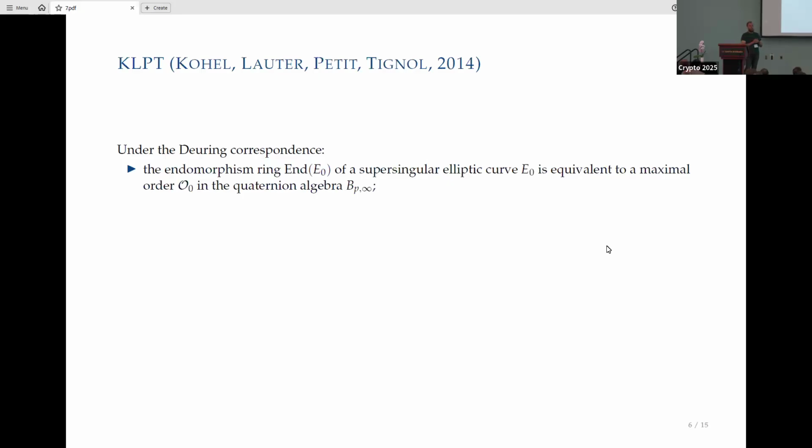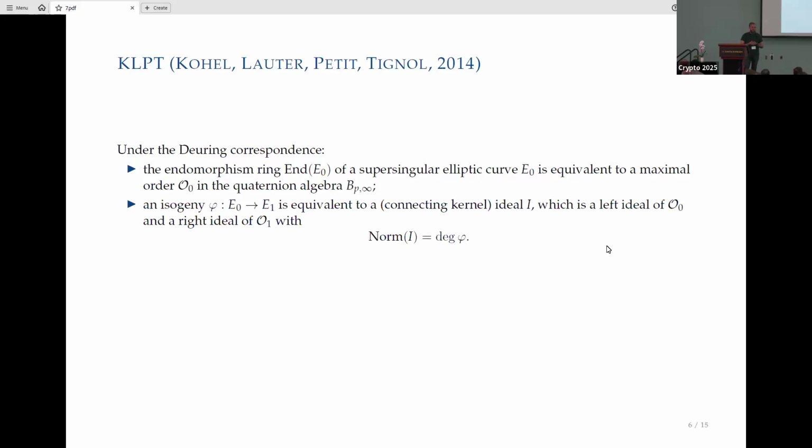All right, let's go to KLPT. This is a paper from 2014 due to Kohel, Lauter, Petit, and Tignol, where Christophe Petit is also co-author of this paper. So on the geometry side, we had supersingular elliptic curves. On the algebra side, we have maximal orders in quaternion algebras. But what do isogenies resemble then? An isogeny has a degree, but that's the geometry side, but it is equivalent to some ideal. We call it a connecting kernel ideal, but just an ideal in the quaternion algebra. And recall it's not commutative, so it's a left ideal of the domain and a right ideal of the codomain.